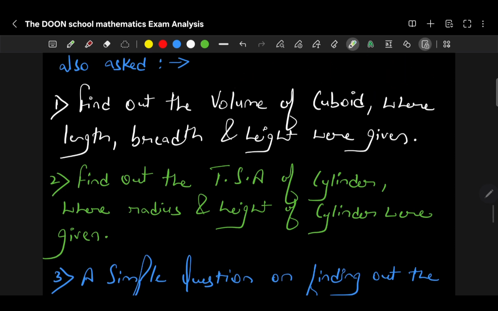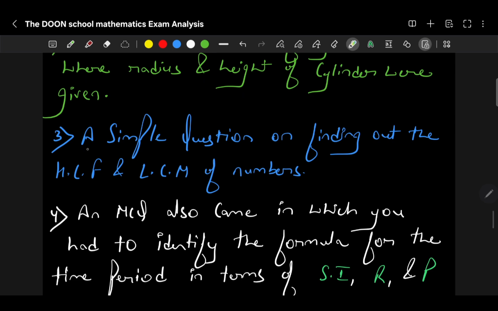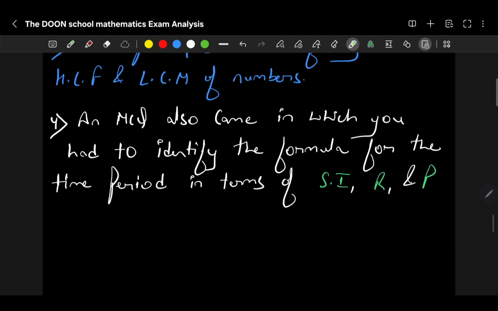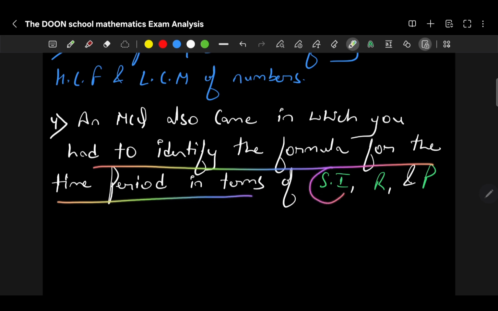One simple question was asked from HCF and LCM. We have to find out the HCF and LCM of two numbers. This was also asked. An MCQ was also asked in which you have to identify the formula for time period in terms of SI, R, and P. So this was also asked.